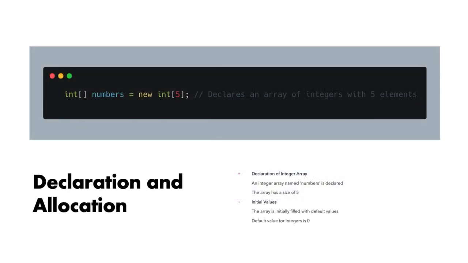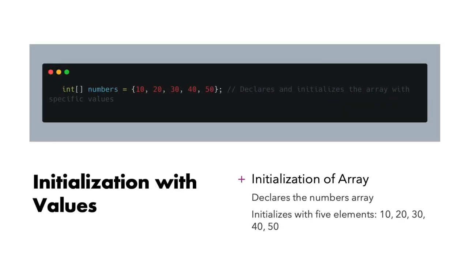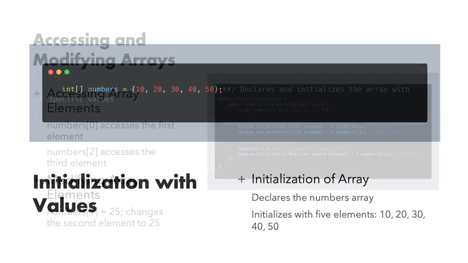Here you can see a declaration of an integer array named numbers with a size of 5. Initially the array is filled with default values, which are 0 for integers. Here's an example of an array with specific values, including the declaration of the numbers array and its initialization with 5 elements: 10, 20, 30, 40, and 50.